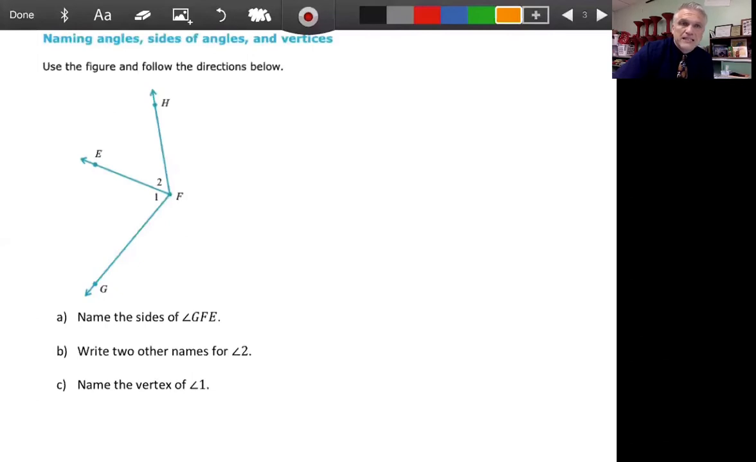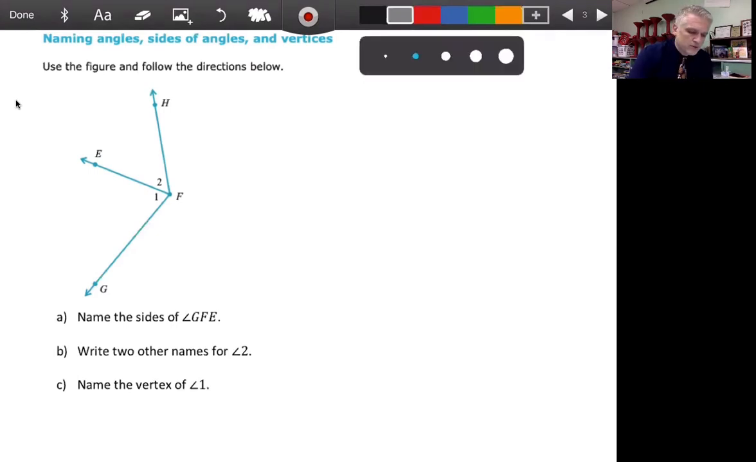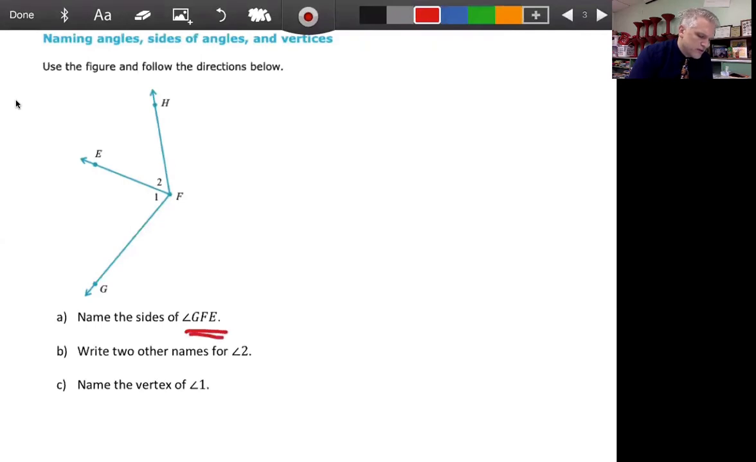Okay, this one is just naming things. You don't need to worry about adding, subtracting, multiplying, dividing, doing any of that stuff. All we're going to do is name some stuff. So we just have to memorize how to name things. Okay, easy enough. So let's look at angle GFE. Starts at G, makes a pit stop at F, and goes to E. So it's this angle right here.